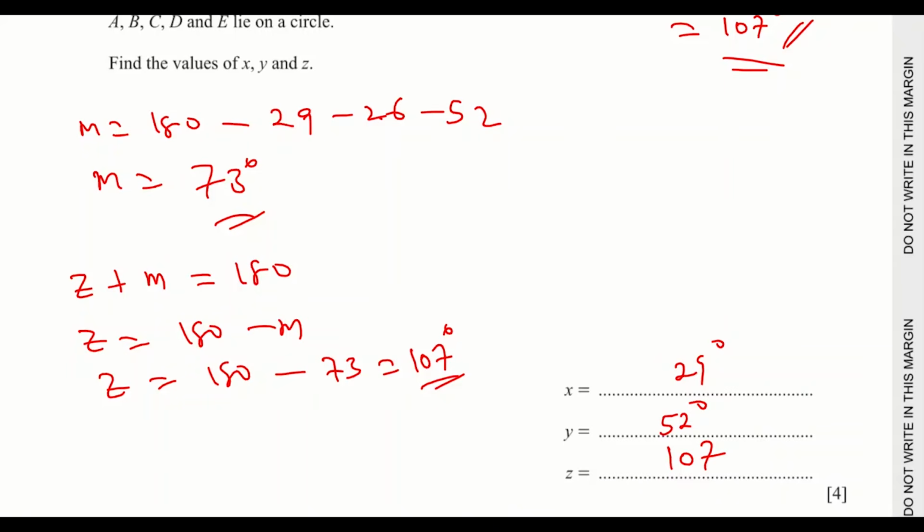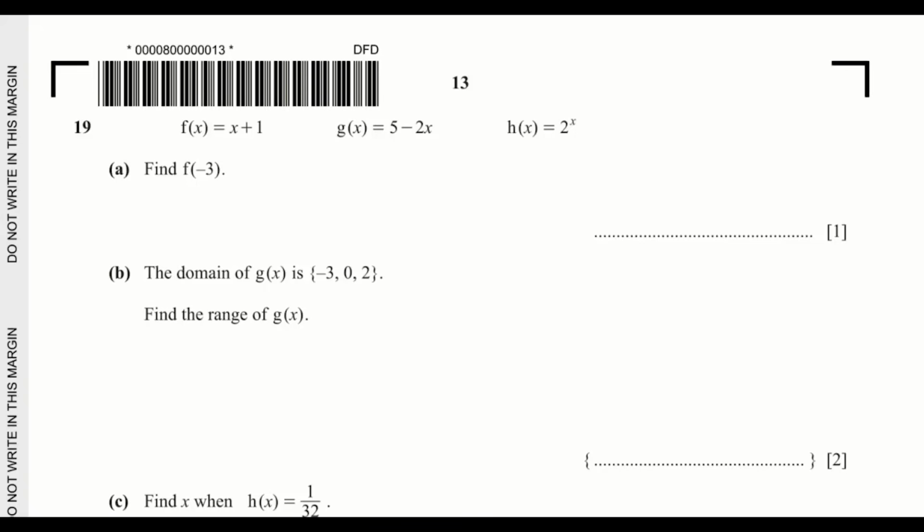That will be question 19, so 19a. f of x equals this, so find f of minus 3. That will just be f of minus 3 equals minus 3 plus 1 straight away. So that will give us minus 2. Just one mark, no need to waste time.